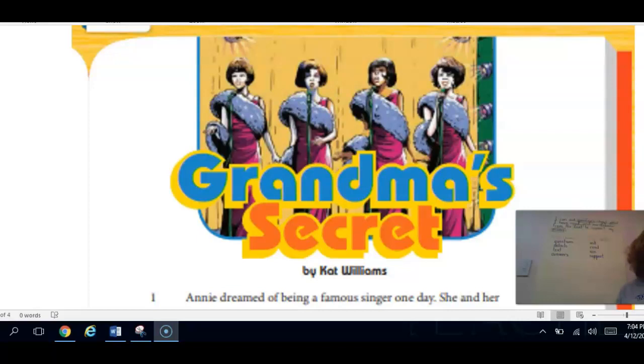So today we're going to read a realistic fiction story called Grandma's Secret by Cat Williams. And we're going to read it together so that we can see if we can understand what the author is saying and what questions can be asked about the text. And then you will have an opportunity to reread the text and then answer your questions that you have about the text in order to demonstrate your understanding of the story.